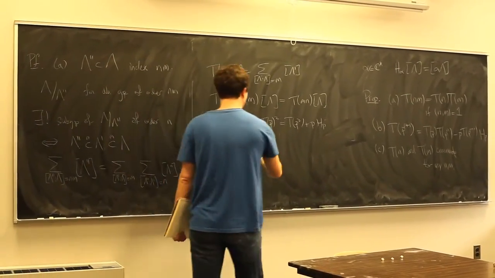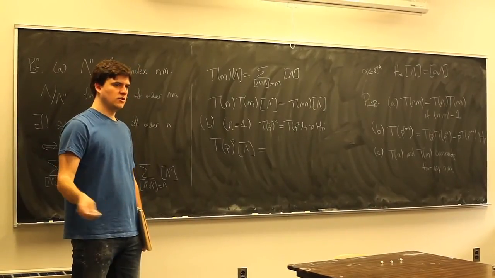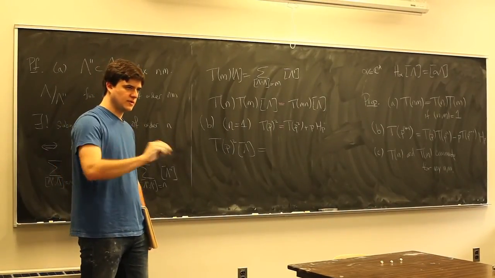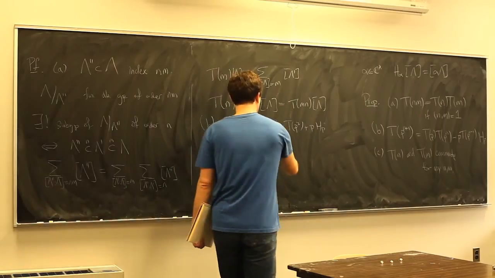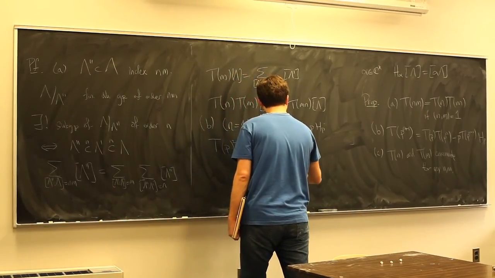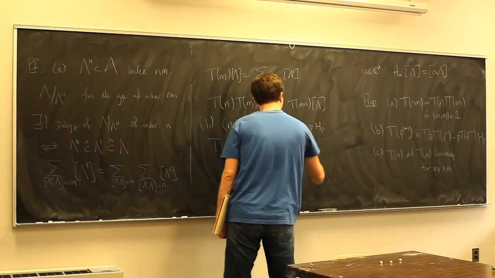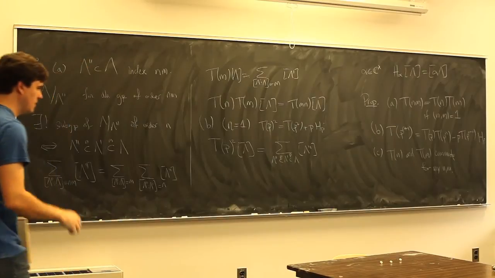So when you do T(p), you're summing over all the index p lattices. And then you do T(p) again, you're summing over all the index p lattices inside of that one. So you can think of this as summing over all chains Λ'' inside of Λ, where each inclusion has index p. That's just what it is by definition.